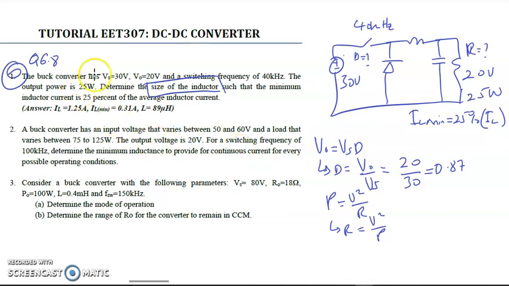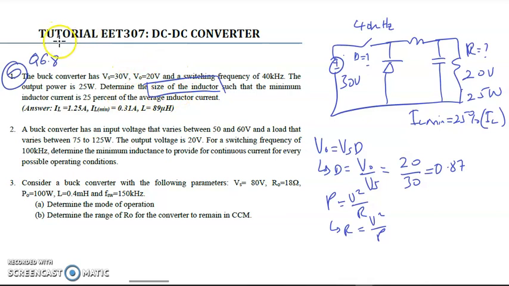Okay guys, so we start with the tutorial discussion for question number 1 up to question number 9, but we focus more initially on the buck converter up front. Actually, this question number 1 is similar to question 6.8 from our textbook. The buck converter has a source, V out, frequency and the power mentioned here.